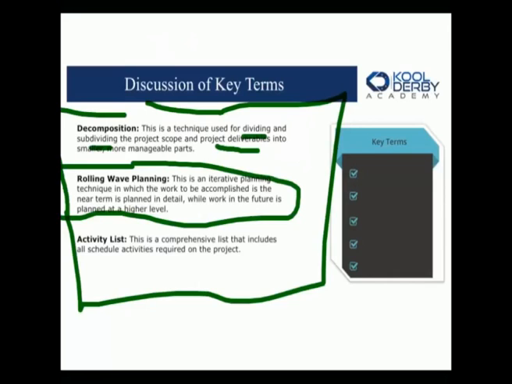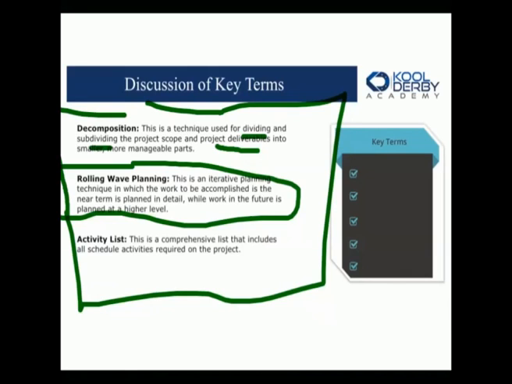It sounds hard, right? It sounds weird, but that's exactly what it is. We plan high level for the future, but we plan in detail for the immediate. And that's a very customary thing to do, because we just don't really know what's going to happen down the road. So make sure you're aware of that. It's a real simple concept, but I promise you, when you're taking an exam, if rolling wave comes up, it might trick you because you just may not know.